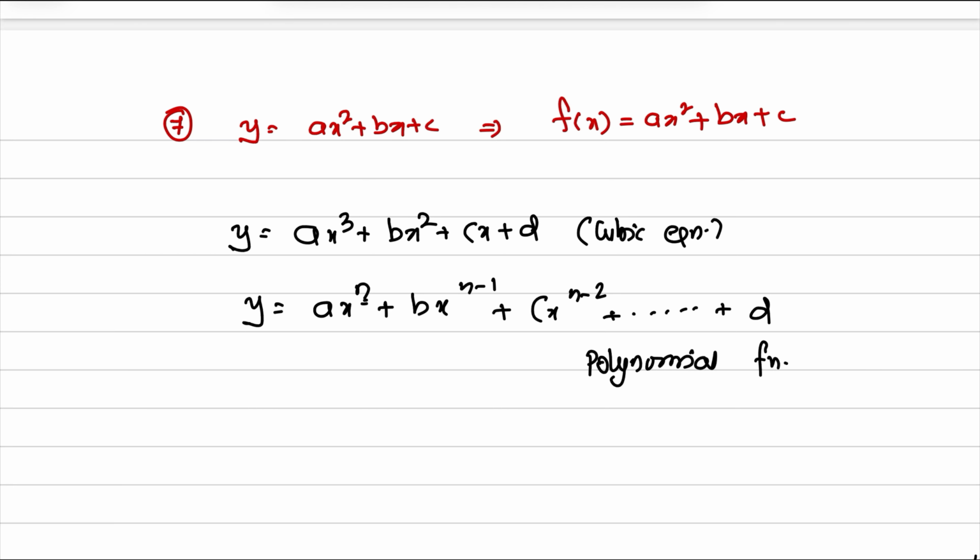If a is equal to 0, then it will be a linear function. If a is not equal to 0, in this ax square plus bx plus c, it's a quadratic equation where power is 2. That means we can find the value of function x if x is known, if it is in this form.